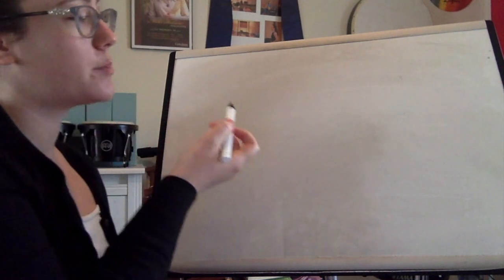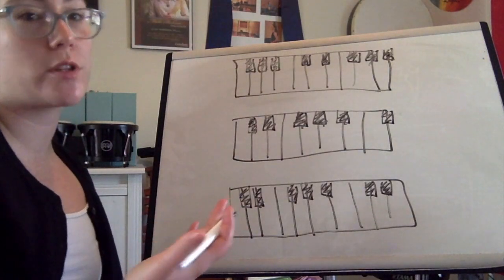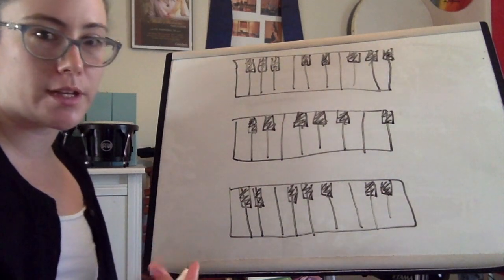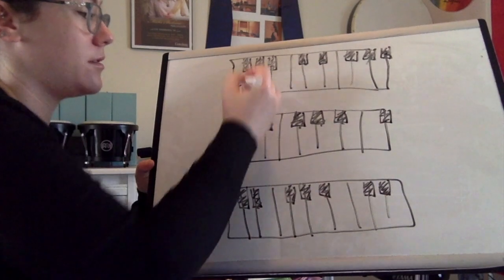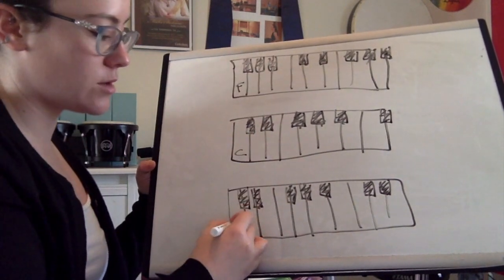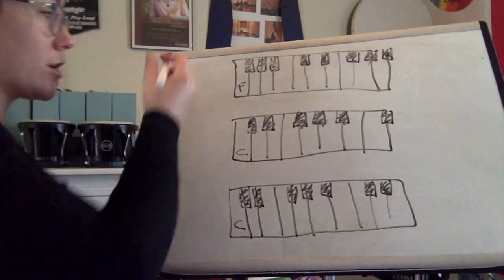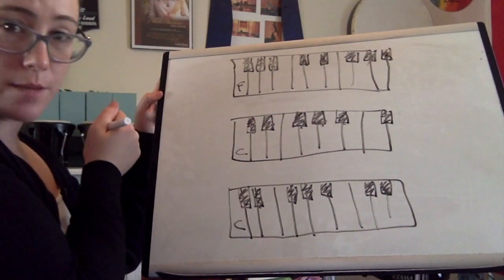So I'm going to draw up here for you 3 different sets of keyboards and show you which one is which. Okay, so I've drawn 3 different keyboards here. Notice your patterns of 3 and 2. I have this keyboard starting on the note F, this keyboard starting on the note C, and this one starting on the note C.